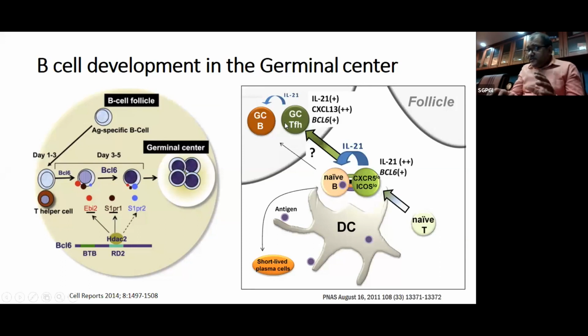Now, suppose this reaction is not happening, and this B cell or T cell is not expressing BCL6. Then the B cell activation, as you can see here, will lead to short-lived plasma cells, and therefore the antibody response will be of a shorter duration. So probably this is somehow defective. The expression of BCL6 is defective in patients with COVID-19, especially those who have either severe disease or antibody responses of short duration.